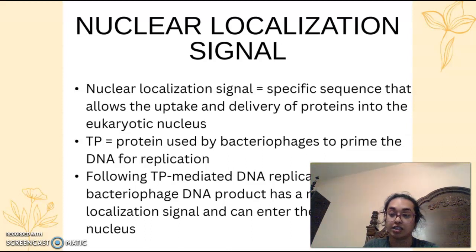And in that process, TP is covalently bound to the 5' end of the DNA product. And therefore, following TP-mediated DNA replication, the TP-bound bacteriophage DNA product has a nuclear localization signal and can then enter the nucleus. This mechanism enables direct HGT between bacteriophages and eukaryotes, and also enables eukaryotes to obtain bacteriophage genes.